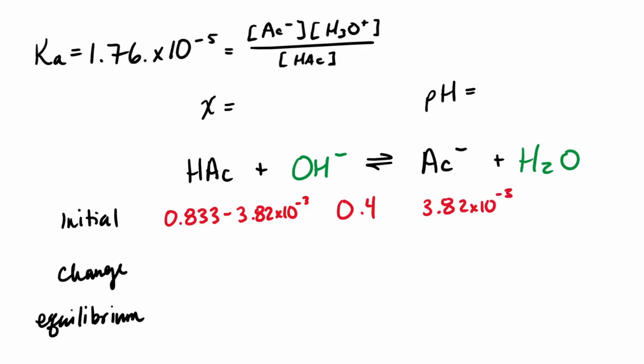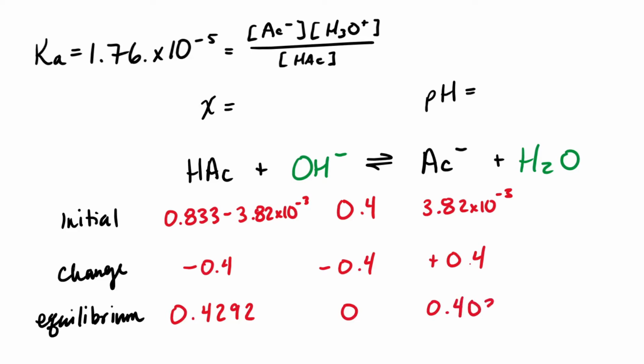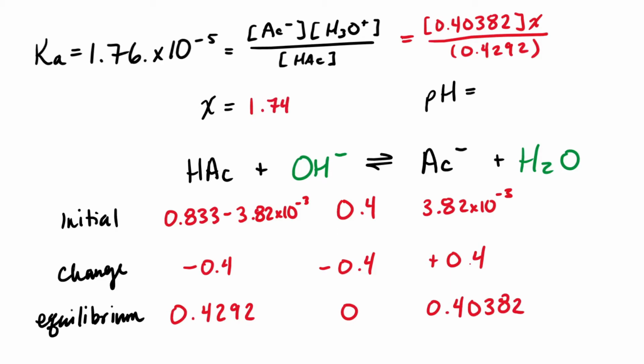We can use another ICE table to see how this is going to impact equilibrium. All of the hydroxide we added is going to react with the acetic acid to produce acetate. So that means that the amount of acetic acid is going to drop by 0.4, and the amount of acetate is going to rise by 0.4. The amount of water will also change, but not by a really significant amount. Now we have new equilibrium values for both the acetate and the acetic acid. And we can calculate the new concentration of hydronium as 1.74 times 10 to the negative 5, and the new pH as the negative log of that number, or 4.76.